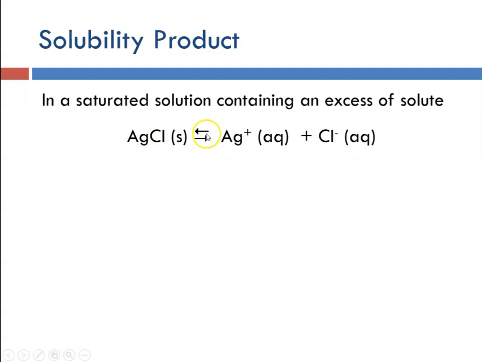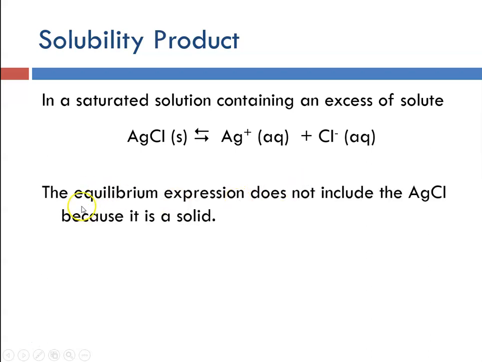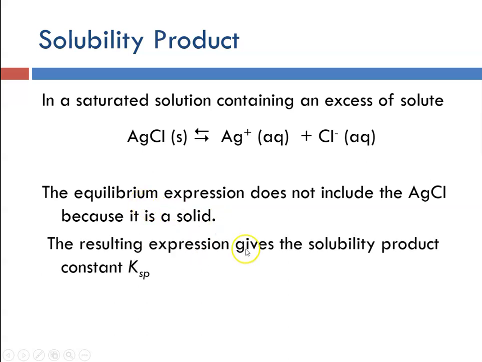So in this case, I have silver chloride, and it is in equilibrium with the silver ions and the chloride ions. So if you'll recall, when you write the equilibrium expression for a reaction such as this, or a solution equilibrium such as this, you only include in the equilibrium expression things that are either aqueous or in the gas phase. So solids and liquids are not part of that expression. So in this case, the equilibrium expression would just be the concentrations of silver ions and chloride ions. And that resulting expression would give something called the solubility product constant, and its symbol is K sub SP. And again, remembering that the silver chloride would not be part of that equilibrium expression. So our expression would just be concentration of silver ions times chloride ions.